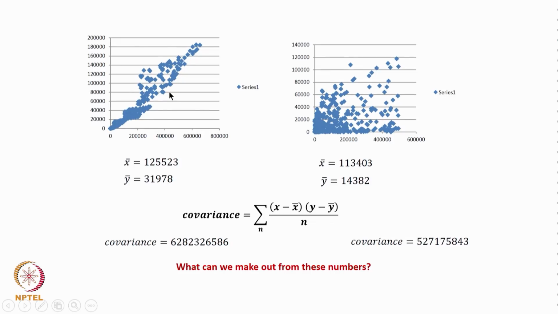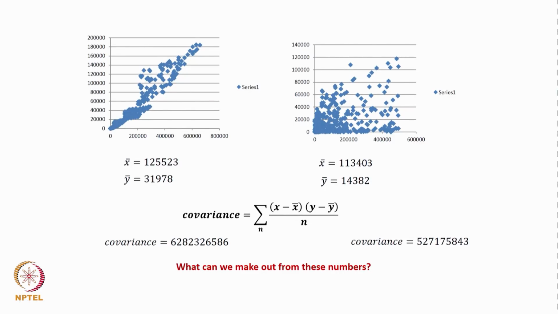If there had been the same data and the random, the x bar and y bar would not change because the same 100 values would be used. Therefore, these two represent two different sets of data. This is called data set 1, this is called data set 2. Now, x bar is 1 2 5 5 2 3, x bar is 1 1 3 4 0 3 because the data set is different. Y bar is 31 9 78, y bar is 14 382.